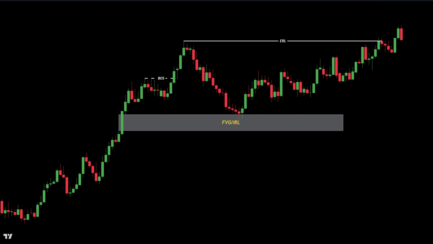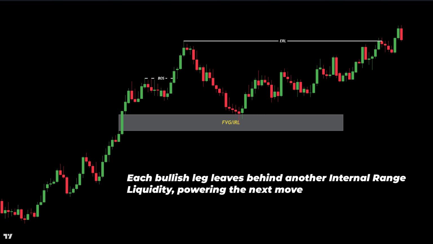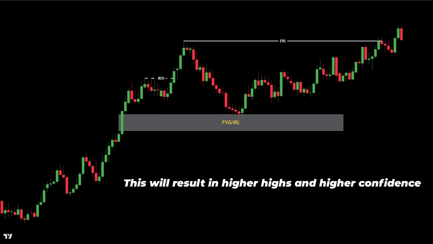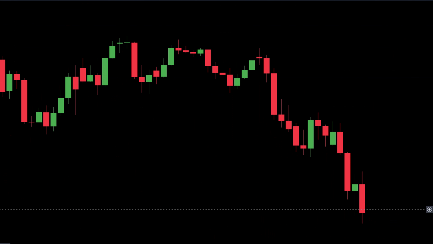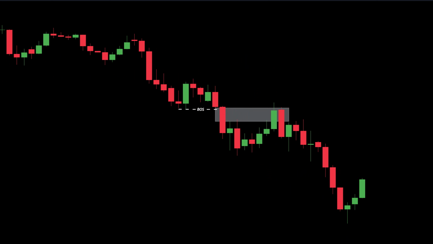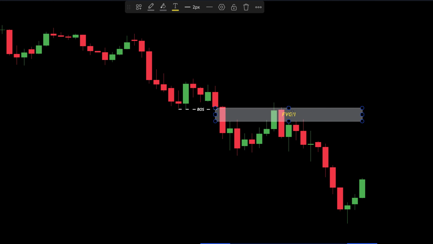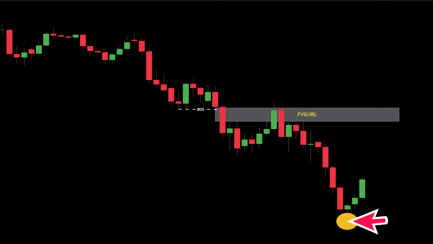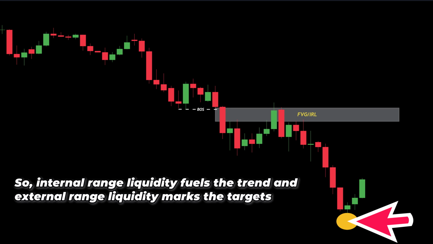And this process repeats. Each bullish leg leaves behind another internal range liquidity, powering the next move. This will result in higher highs and higher confidence. For bearish moves, it's the same idea but in reverse. The price breaks a swing low, then pulls back into a bearish fair value gap. That internal range liquidity powers the next leg down, forming lower lows. So internal range liquidity fuels the trend, and external range liquidity marks the targets. Watch how these two interact, because that's how market structure unfolds in real time.